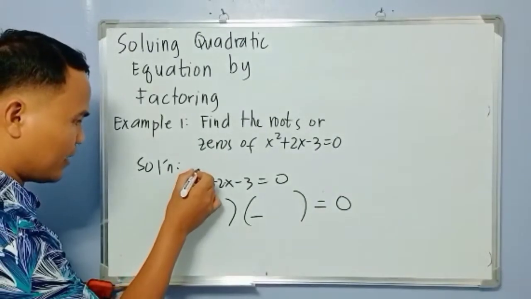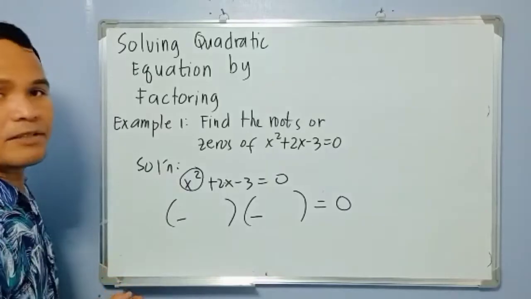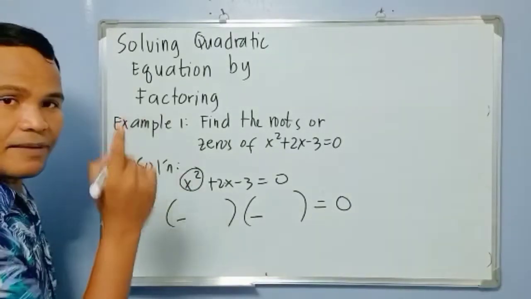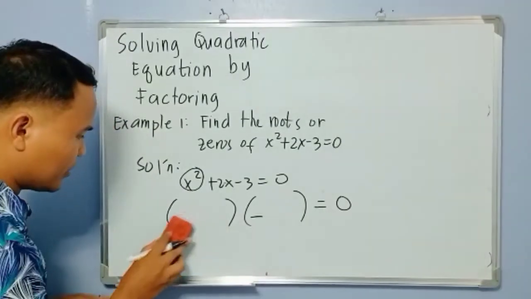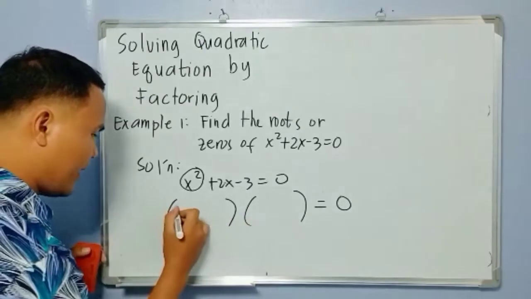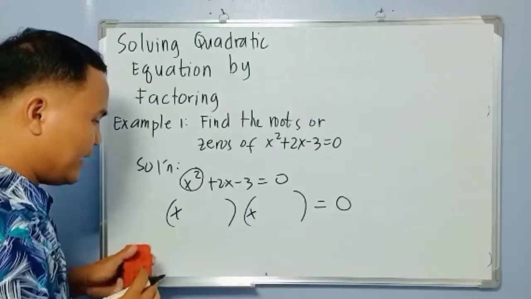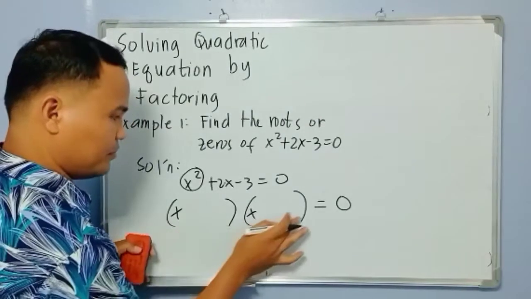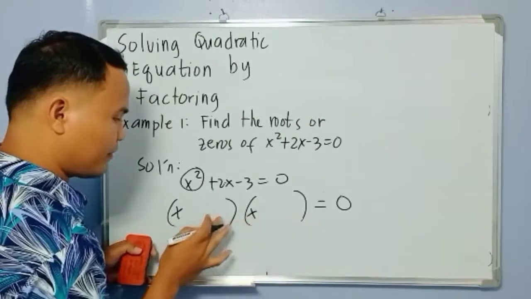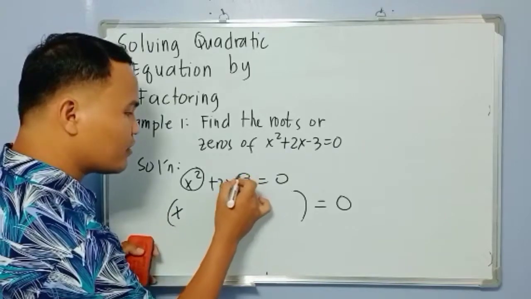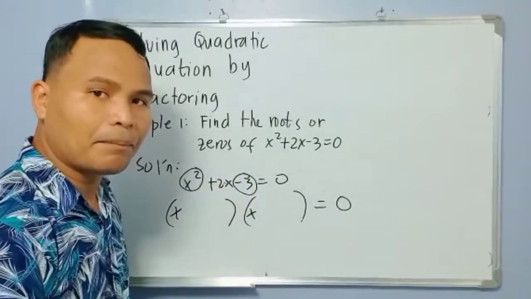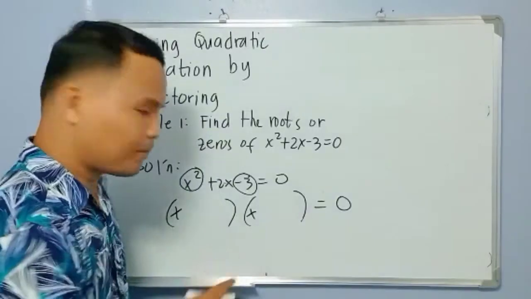So what are the factors of our quadratic term x squared? x times x. So you are going to write here x times x. And then, what is the second term? The second term is the factors of our constant term.